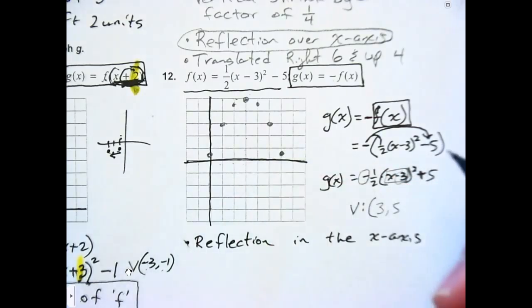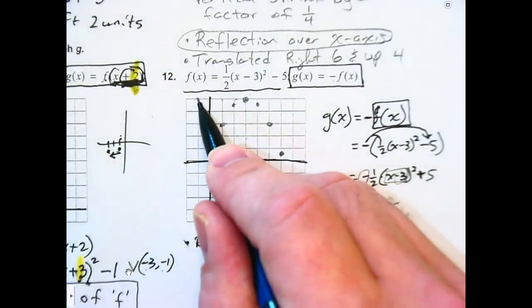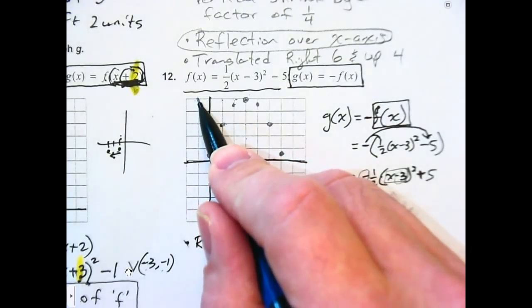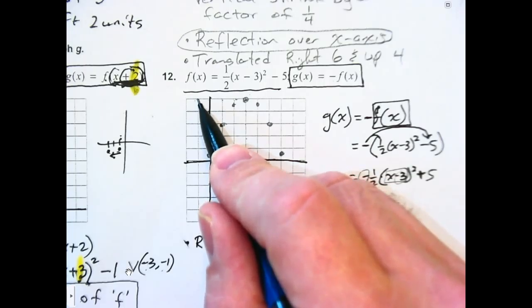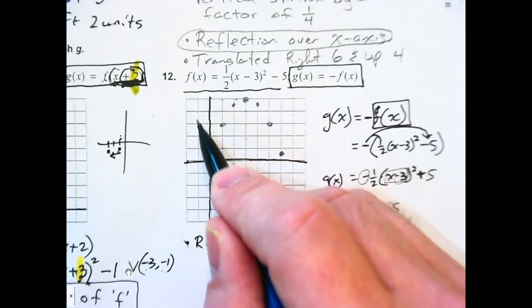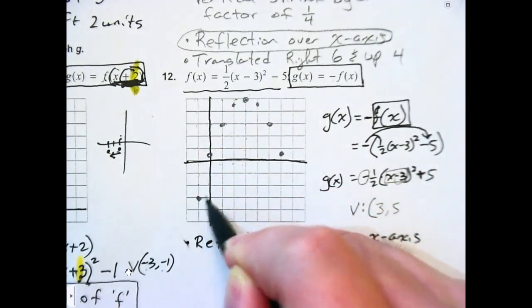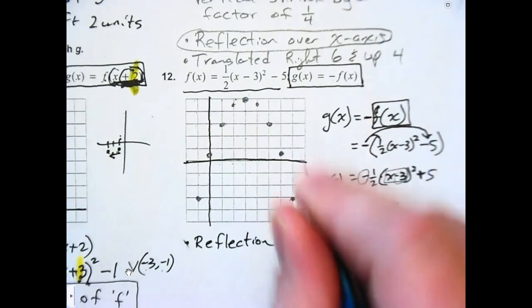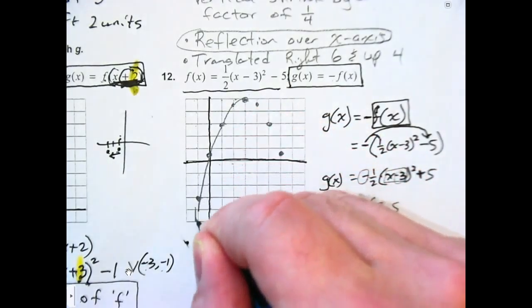And reflect it. Okay, and we go over 1, 2, 3, 4, and down how far usually? 16. But since it's half of 16, we'd actually go down 8. All right. Then we make sure we go through those points.